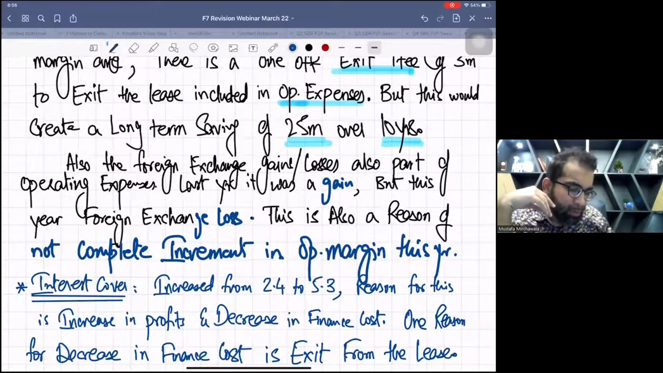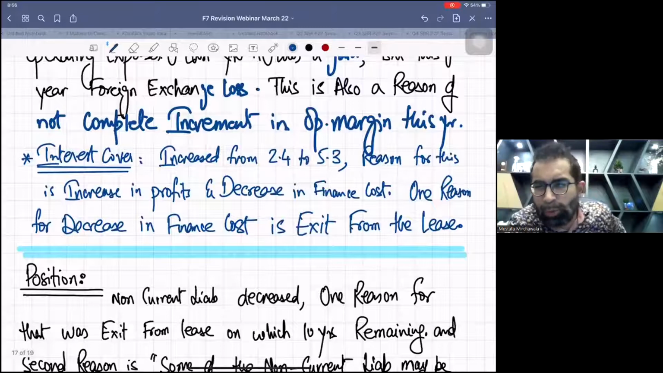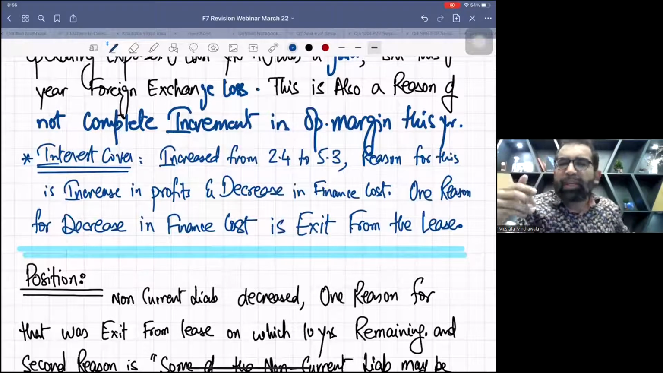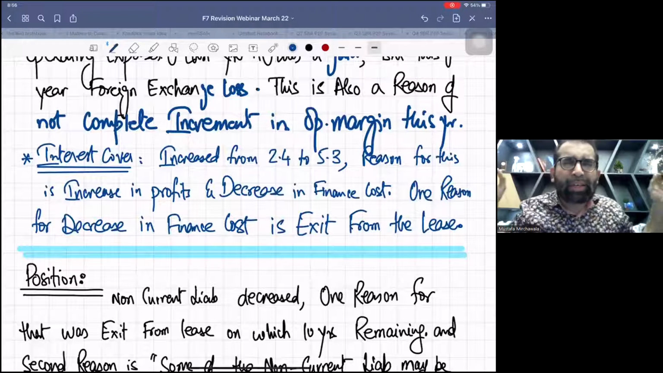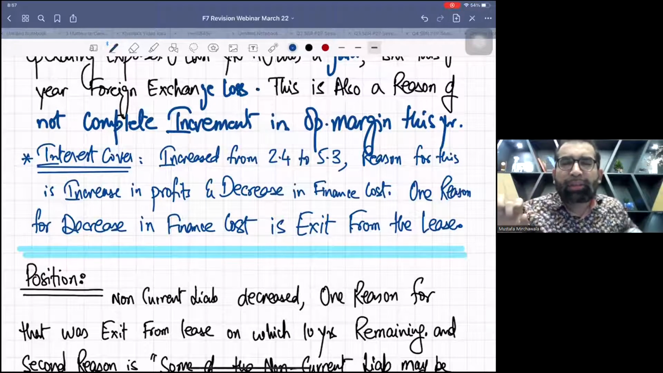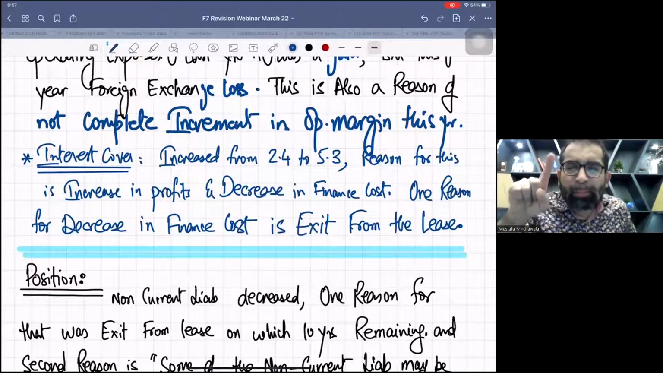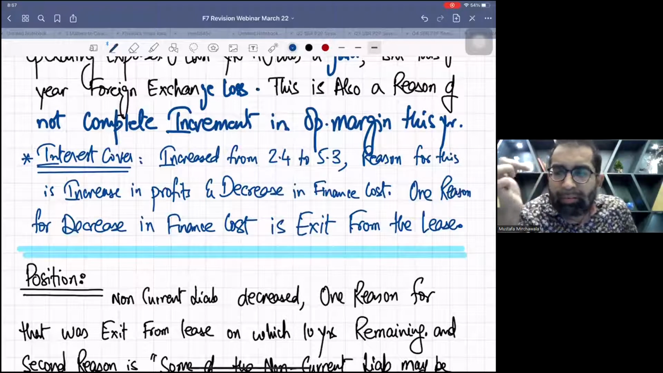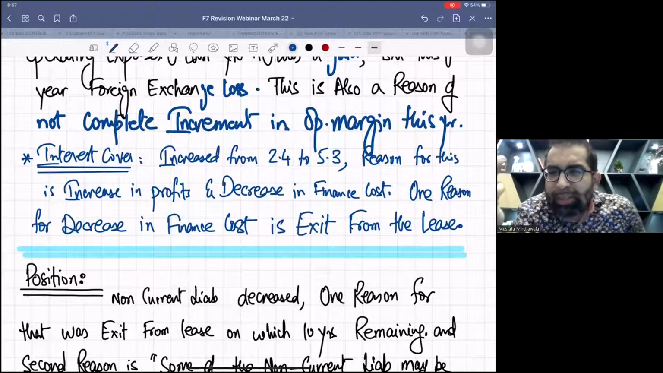Now interest cover, I just explained it earlier. Interest cover means the interest paying ability of the company. The formula of interest cover is PBIT divided by interest expense. Interest cover went up because our numerator, the profitability, went up, and the finance cost went down, so the denominator went down. Both of these events created a positive impact on interest cover.